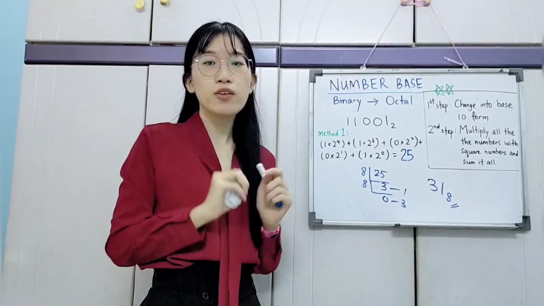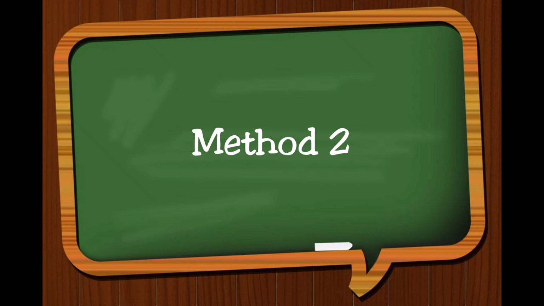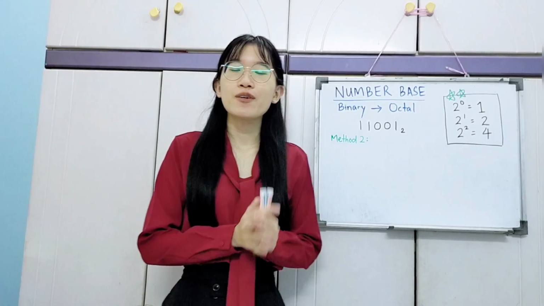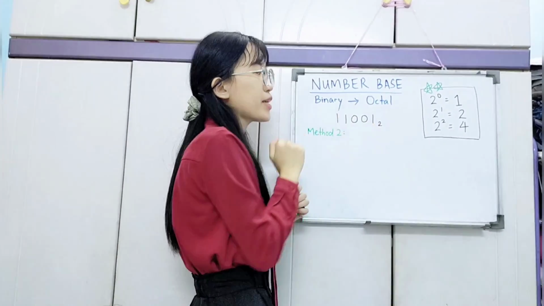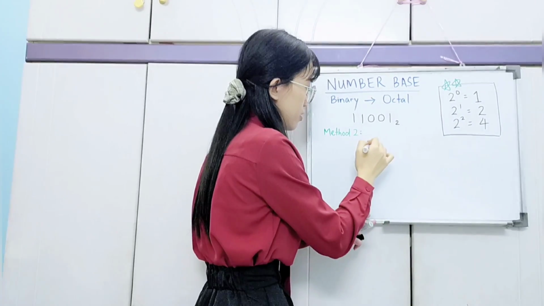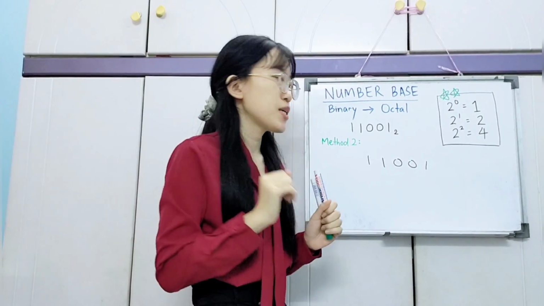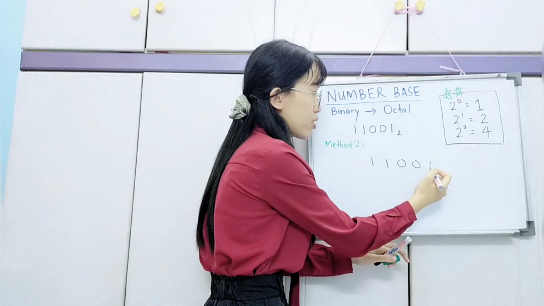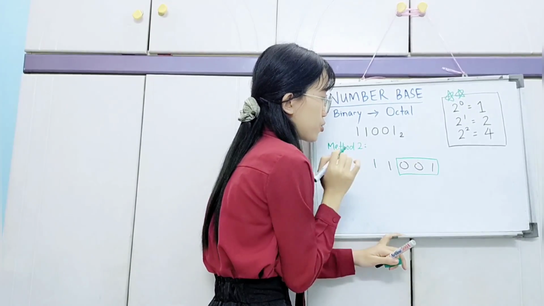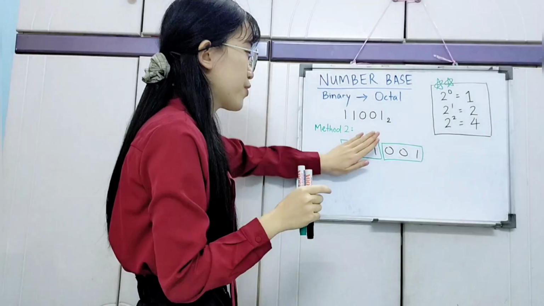So above this is method 1 of how to convert a binary number into an octal number. Now I will show method 2. Again, we use the same number, 11001 in base 2 form. Let us write it down. First of all, we need to separate this into groups of 3. Again, we count from the back: 1, 2, 3. We hide this first and see this group first.